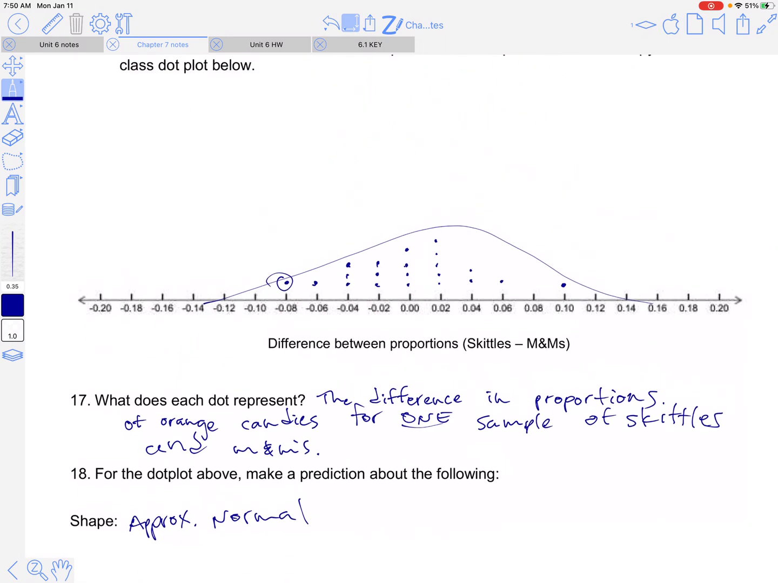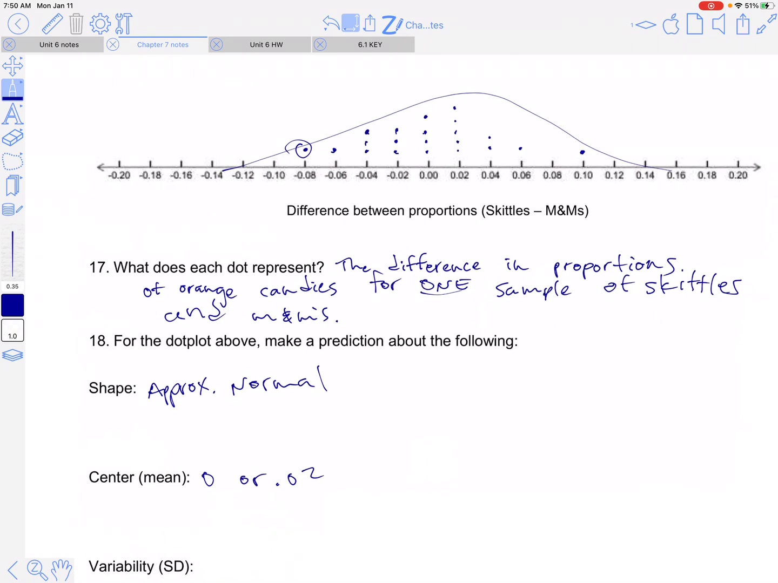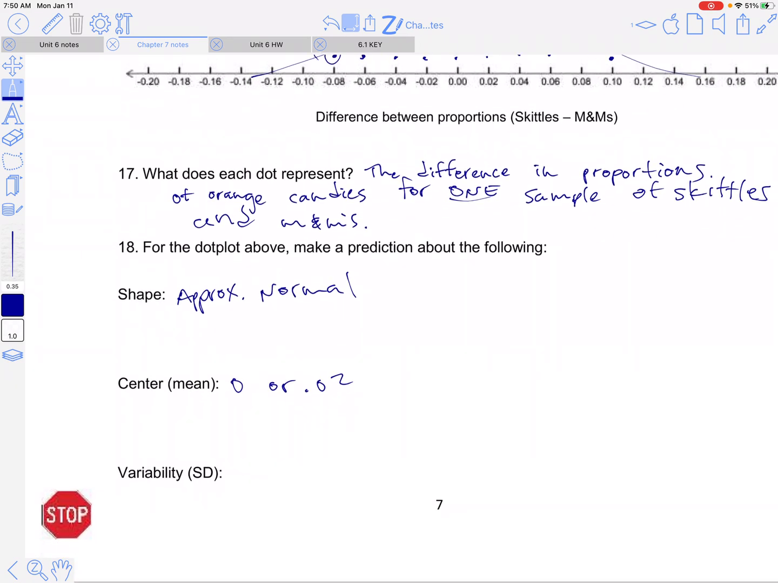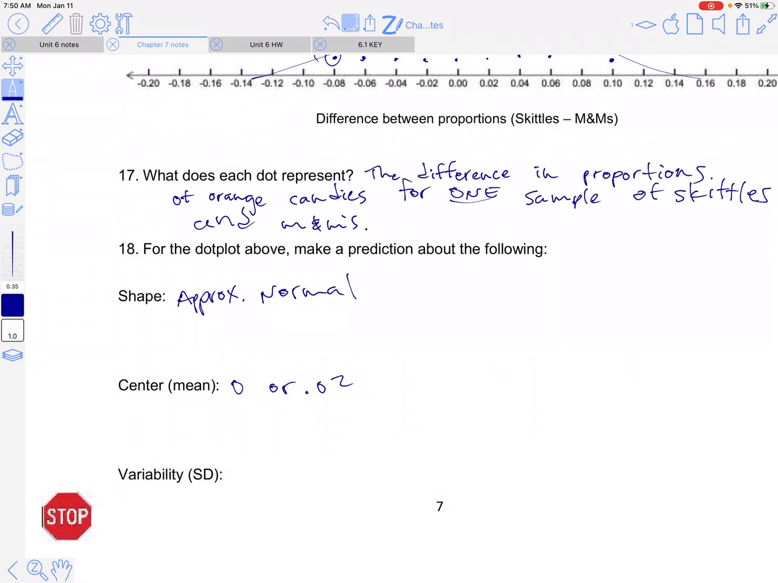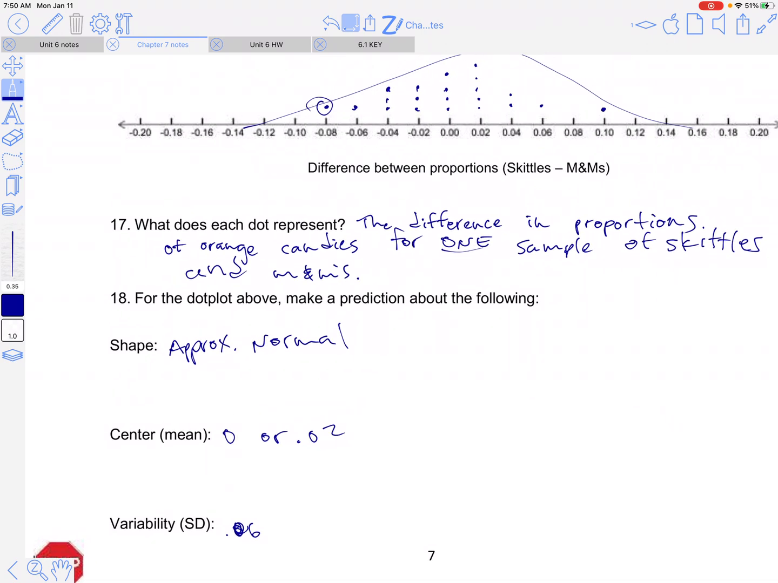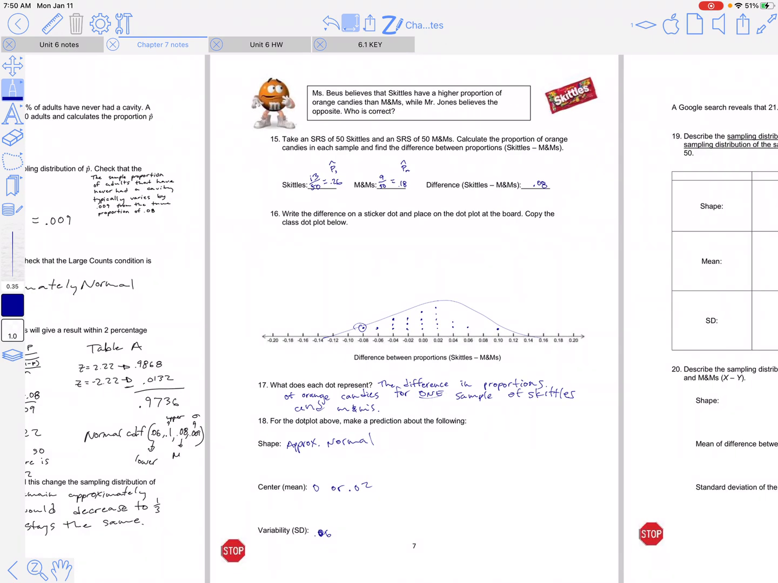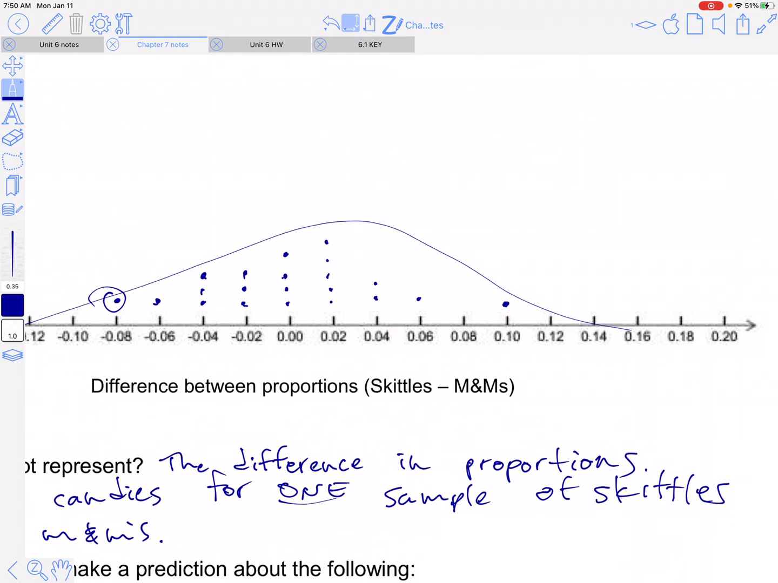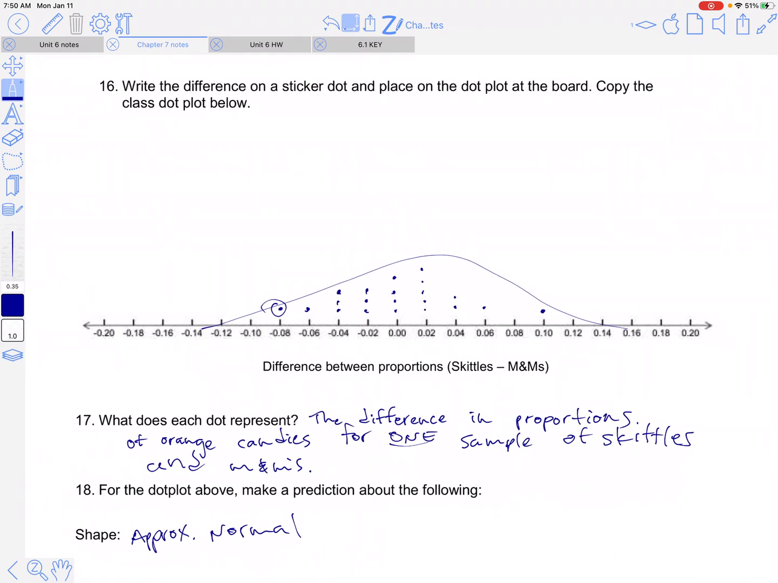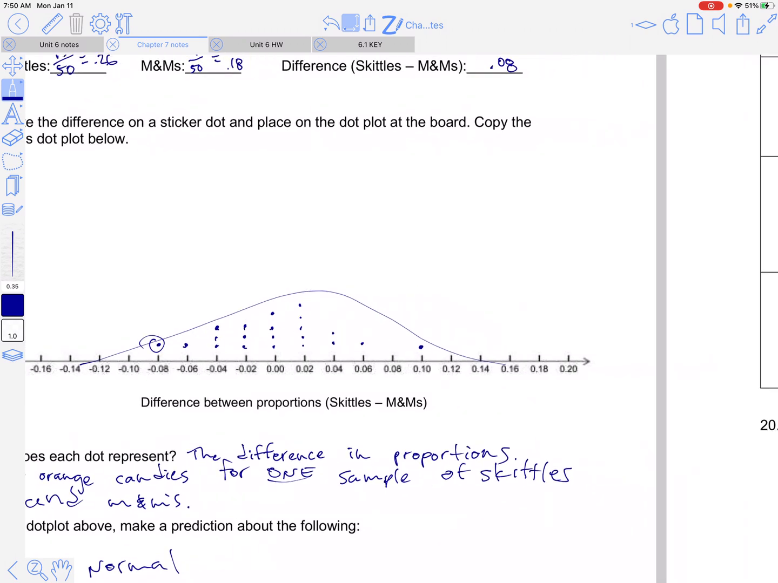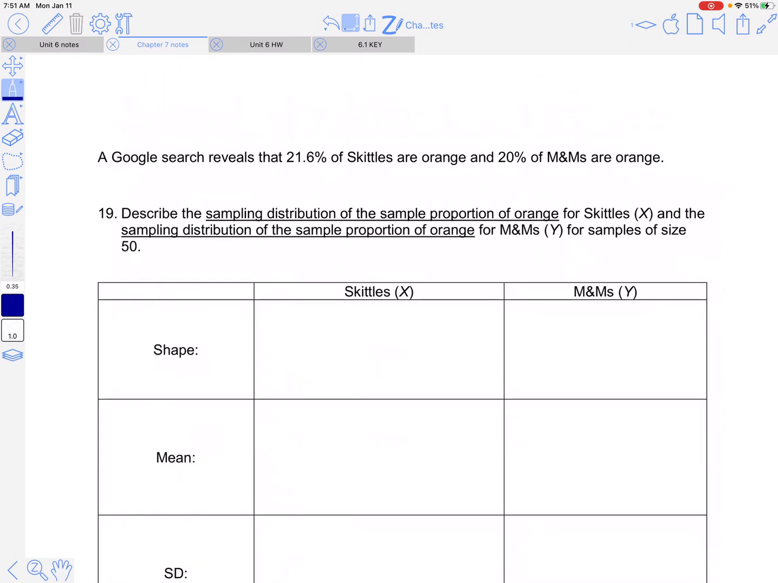And the variability, so if I look at what most of the data, the typical distance that the data is from the mean, I'm going to guess 0.06. So just estimating here, nothing really official. All right, so we created a sampling distribution. It's not a true sampling distribution because we don't have every sample. There are tons of M&Ms and Skittles in the world, and we do not have a way to sample all of them. Okay?